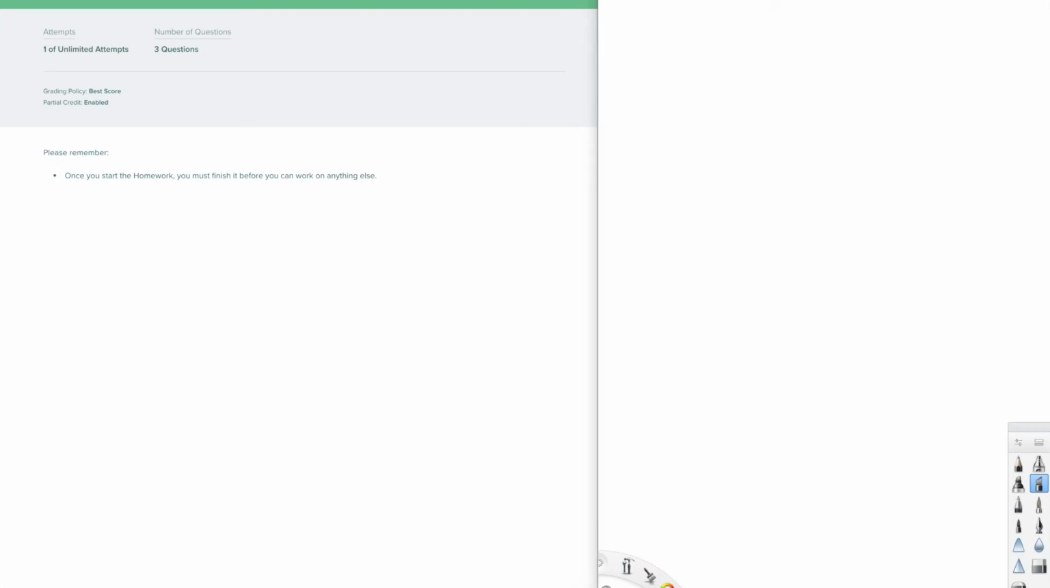All right, welcome to Chapter 10, Section 1, called Geometric Mean. This is for Integrated Math 2, or IM2.